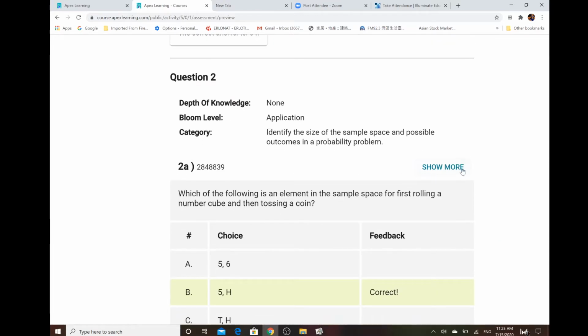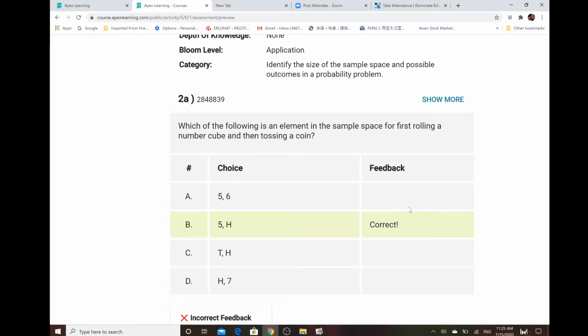And then question number 2: which of the following is the elements in the sample space for first rolling a number cube and then tossing a coin? If that's a cube, how many faces do we have? It's 6 faces. So the chance of getting a number is 1 out of 6. And then tossing a coin, it's 1/2.